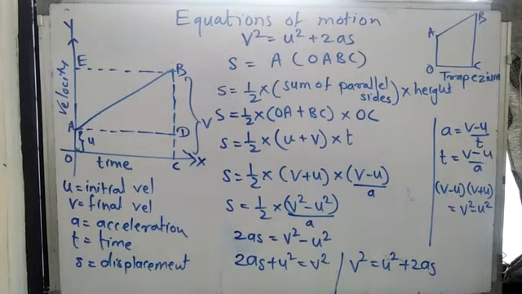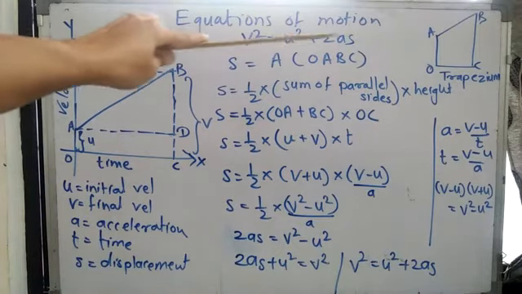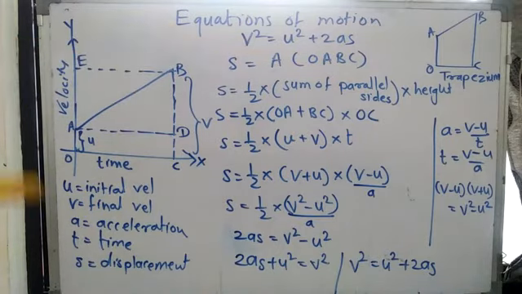We have to prove the third equation of motion. We have already seen two equations of motion, first and second, in the earlier video. Now here we have to see the third equation of motion. So what is the third equation of motion? That is v square is equal to u square plus 2as. The graph we have drawn for the first two equations is the same for the third equation also.